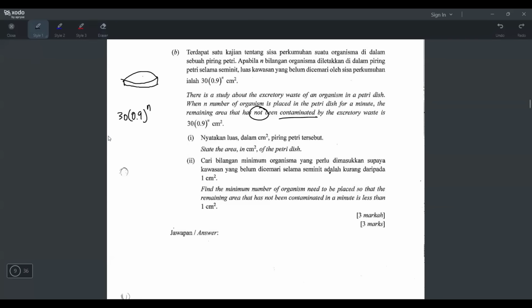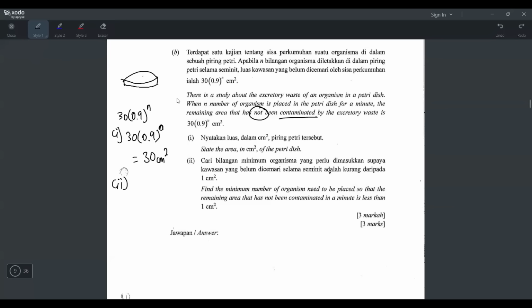Okay. Now let's do number 1. So they say state the area of the petri dish. It means without the organism, if I never put any organism, so the n is 0. You understand, right? Because they want to find the area of the petri dish, they want the original area when there is no organism. So if we don't put organism, my n is 0. And 0.9 power 0 is 1. 1 times 30 is 30. So 30 cm square is the original area of the petri dish.